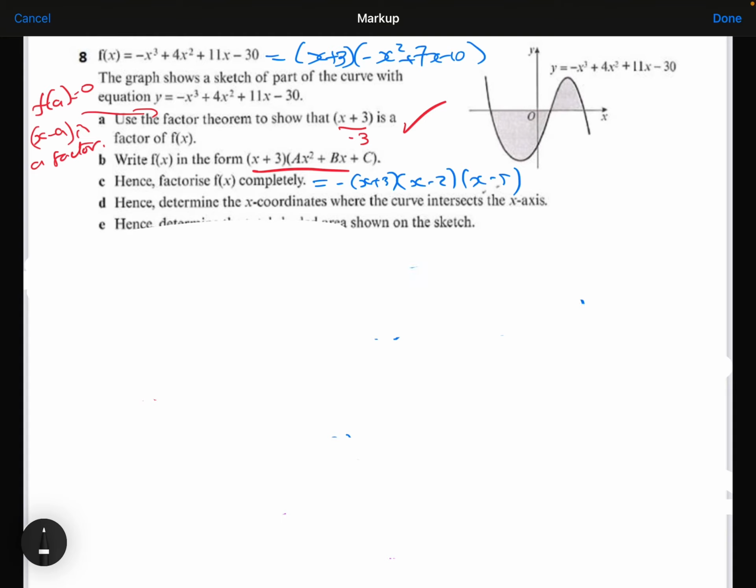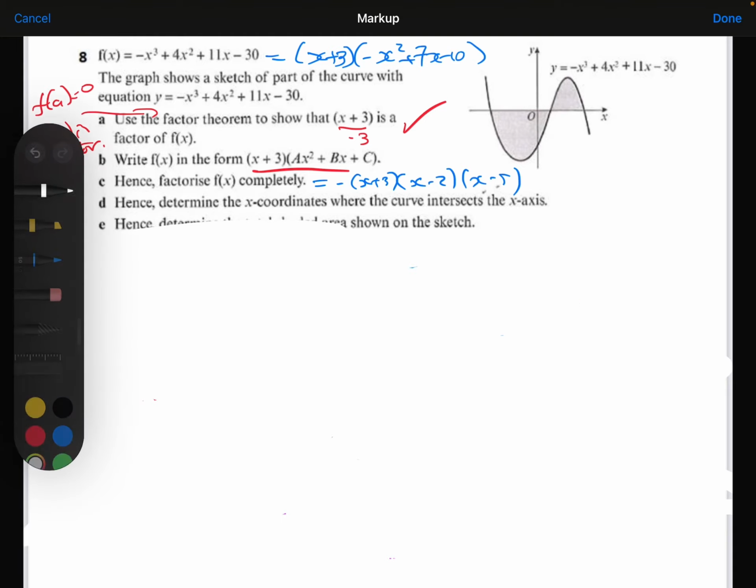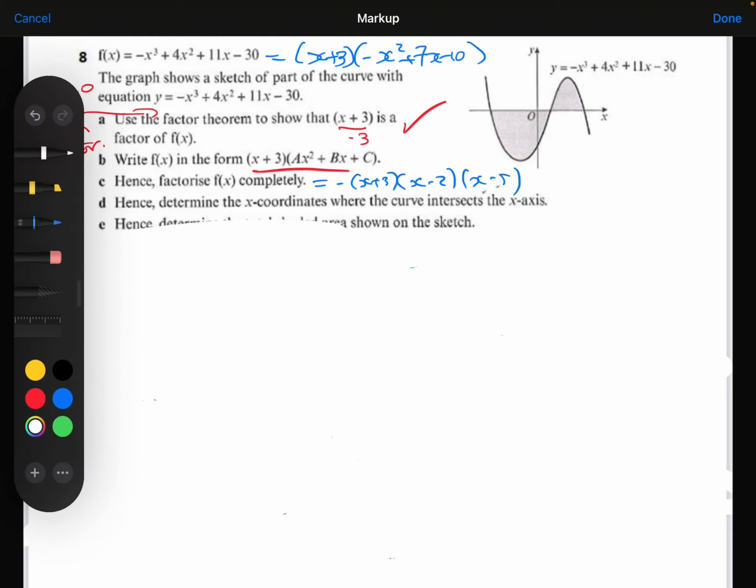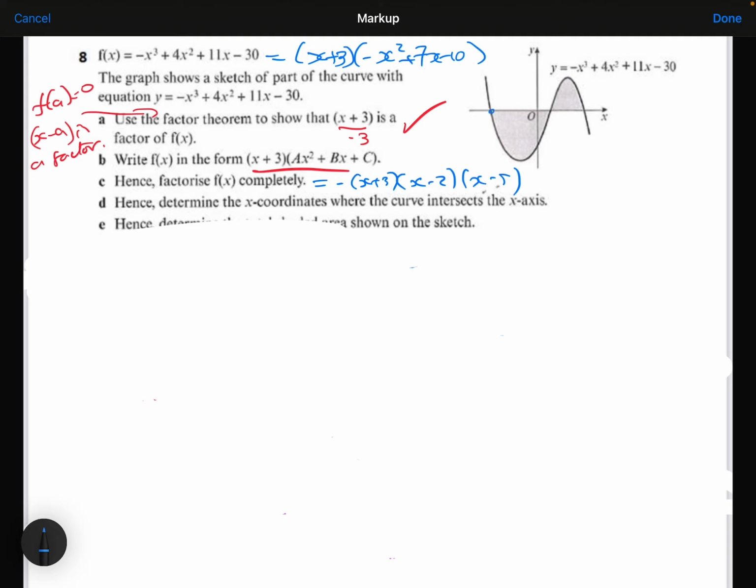Part D. Hence, determine the x coordinates where the curve intersects on the x-axis. So basically these coordinates here. Well, I know that it intersects on the x-axis when y equals 0. And I have been able to write y in this form here. So basically, when does that equal 0?